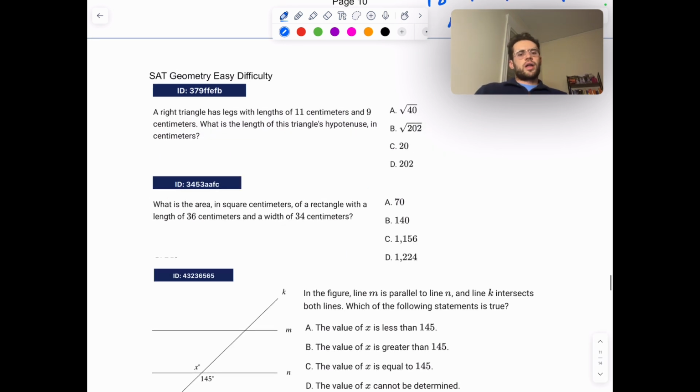A right triangle has legs with lengths of 11 centimeters and 9 centimeters. So let's draw that out.